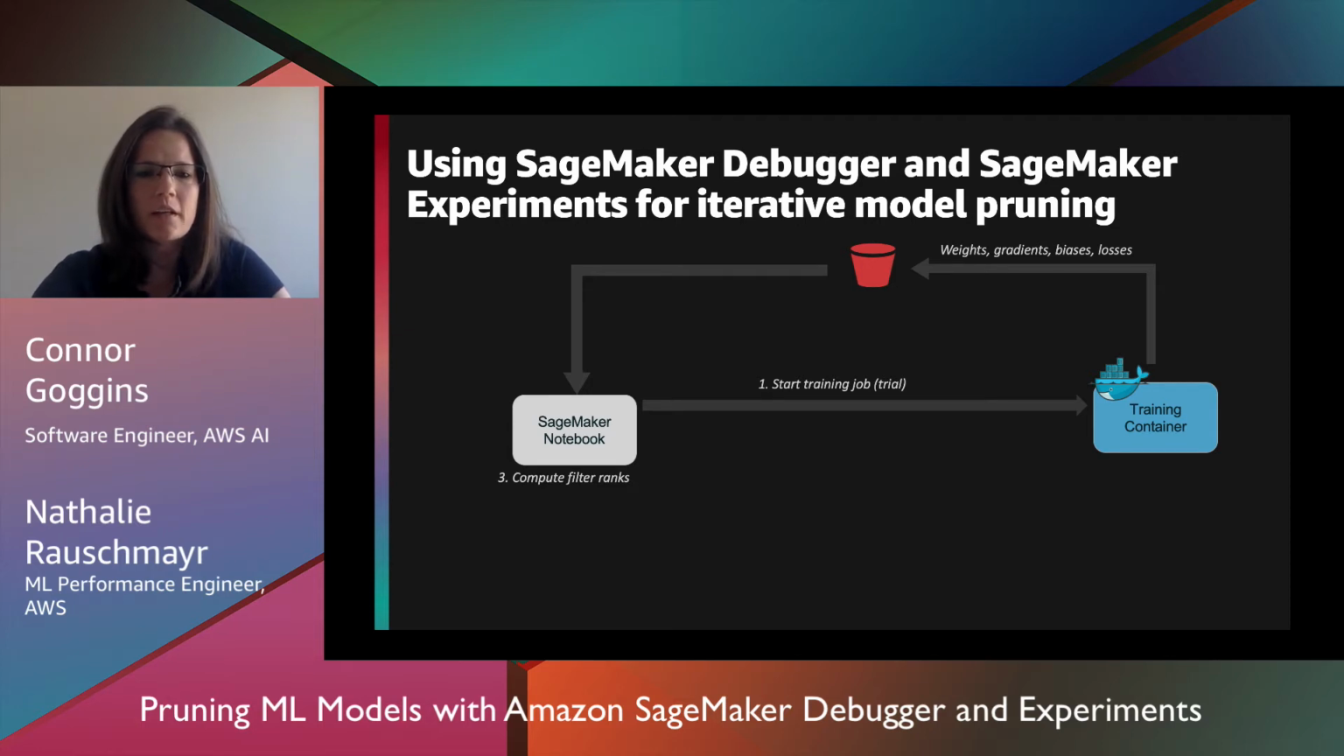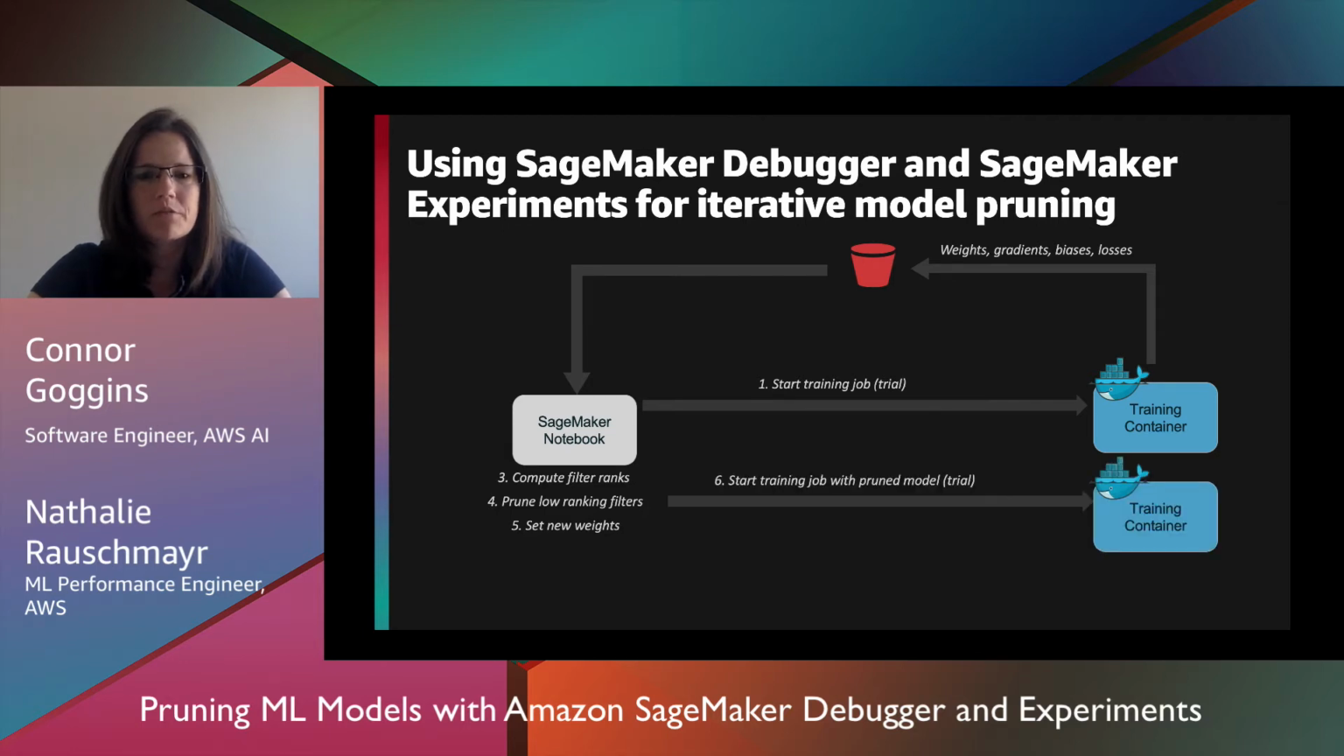Once we have the filter rank, we will prune the lower ranking filters and then define a new and pruned model definition with the latest weights. We will then start a new training job. We do that in an iterative way, and in each iteration we remove a certain percentage of the weights of the model, so our model becomes smaller and smaller. And in each iteration we let the model fine-tune for a couple of epochs.